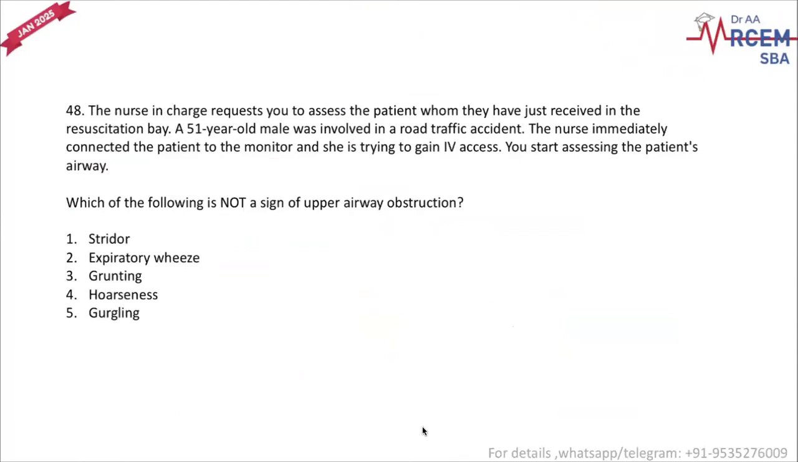The nurse in charge requests you to assess the patient whom they have just received in the resuscitation bay. A 51 years old male was involved in a road traffic accident. The nurse immediately connected the patient to the monitor and she's trying to gain IV access. You start assessing the patient's airway. Which one of the following is not a sign of upper airway obstruction? Stridor, yes. Grunting, yes. Hoarseness, yes. Gurgling, yes. Wheezing, no. Wheezing is not a sign of upper airway obstruction.